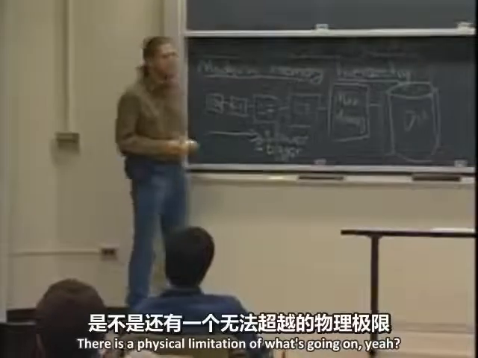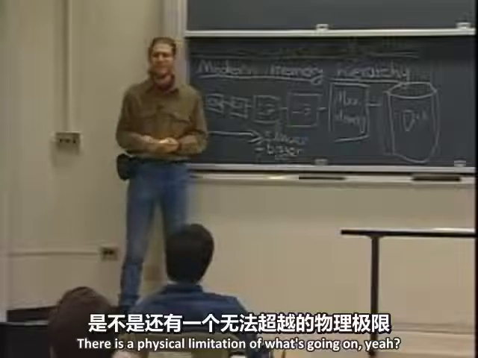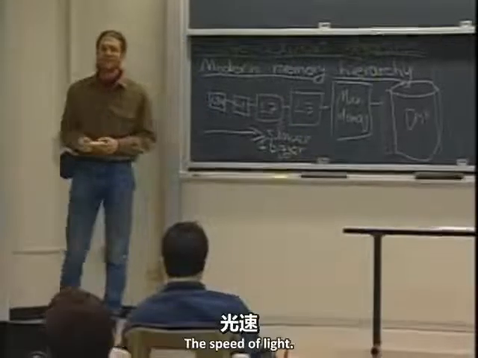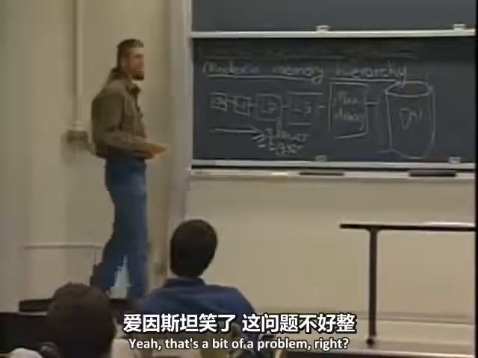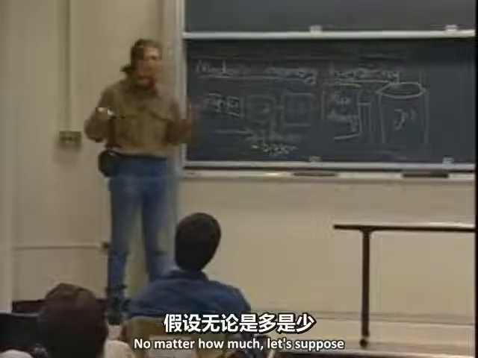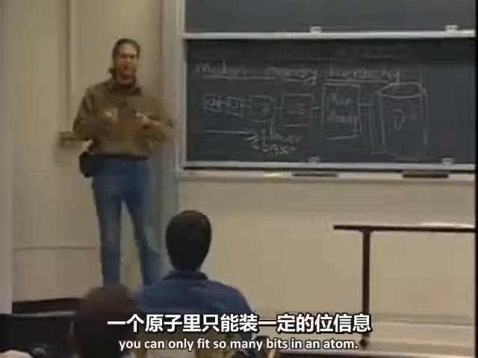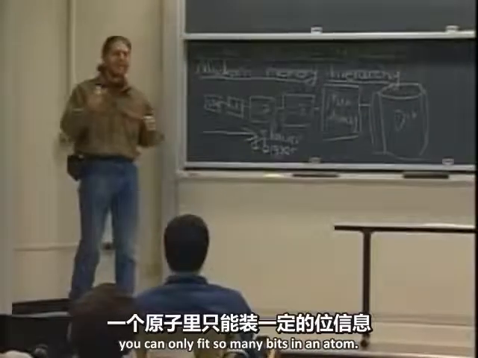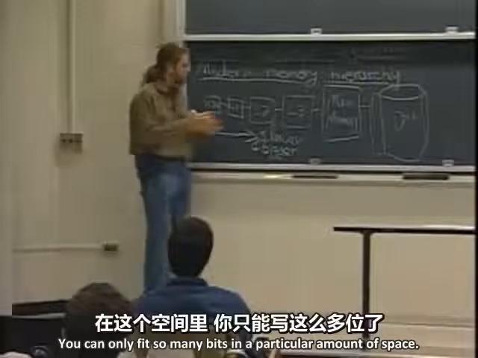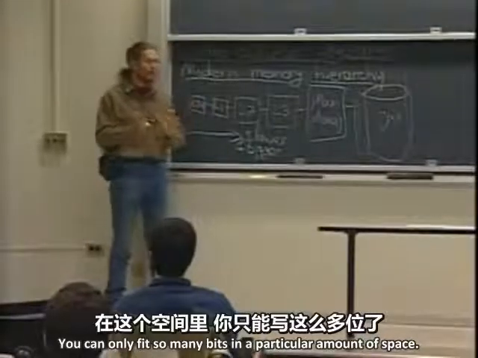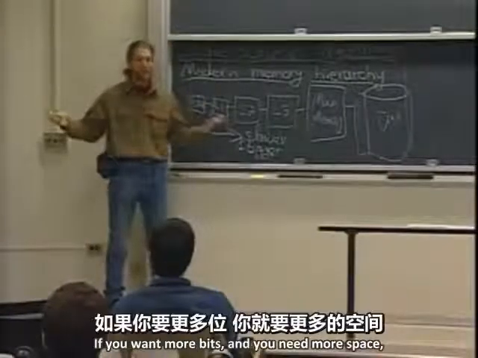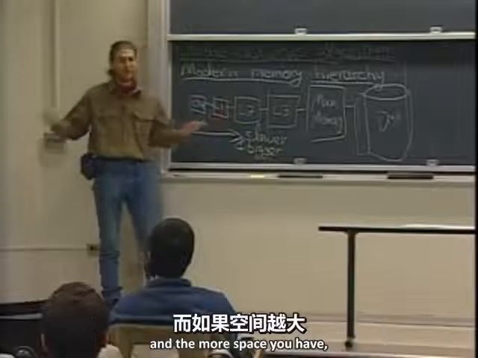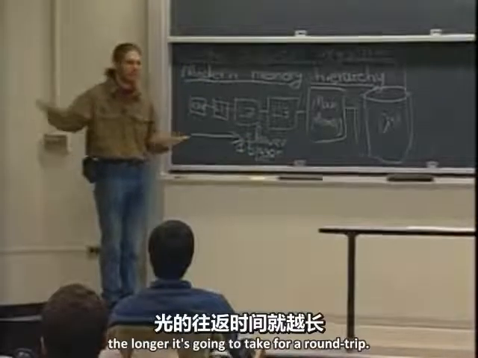There's a physical limitation to what's going on. Yeah, the speed of light. Yeah, that's a bit of a problem, right? No matter what, let's suppose you can only fit so many bits in an atom. You can only fit so many bits in a particular amount of space. If you want more bits, you need more space. And the more space you have, the longer it's going to take for a round trip.